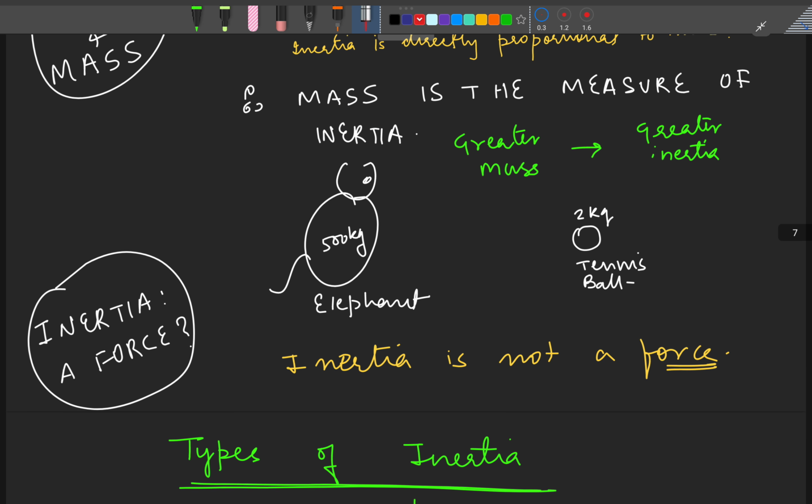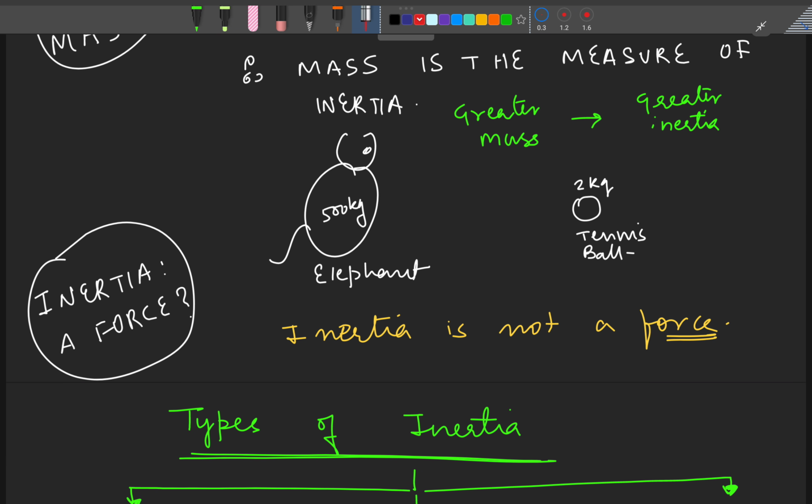Always remember. And the second thing, please also always remember, inertia is not a force. It's not a force that is acting on any body. What is force? Force is nothing but a push or pull that you apply to any body, right?